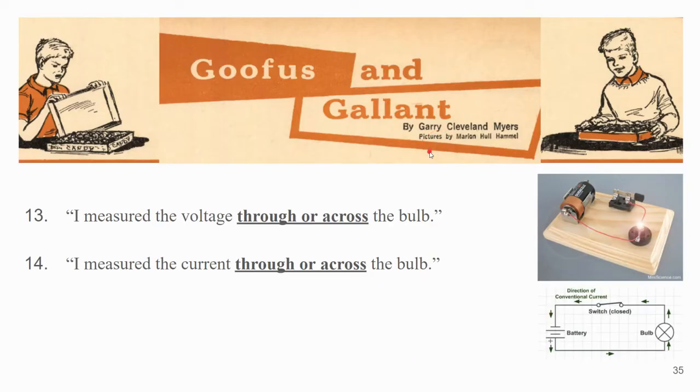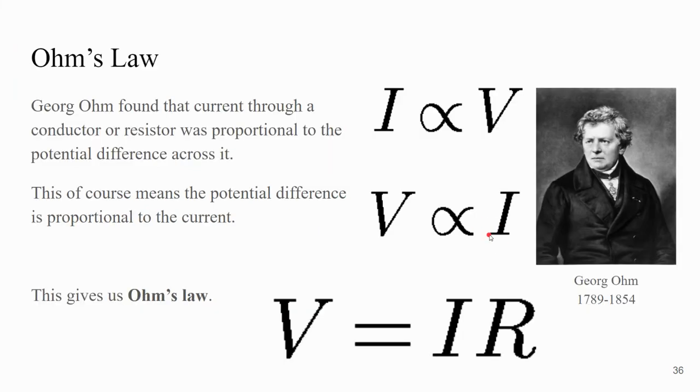And finally, a point about the language. I measured the voltage across the bulb. You don't measure voltage through things, you measure voltage across things. And you do measure current through things, because voltage doesn't flow. You don't say you've got 120 volts flowing through your circuit. That's not what happens. Voltage doesn't flow. Voltage goes across things. Current flows, so current goes through things.